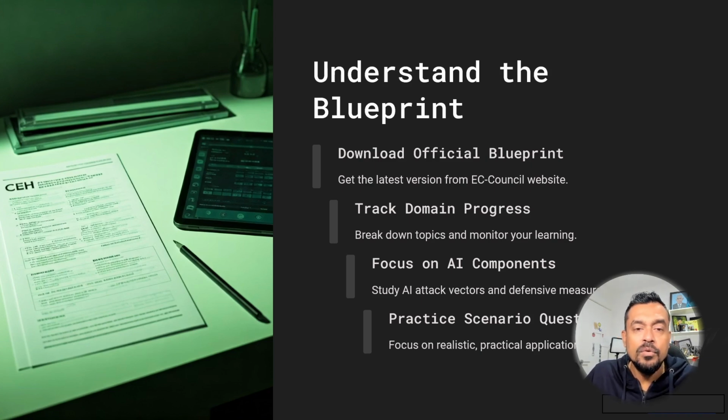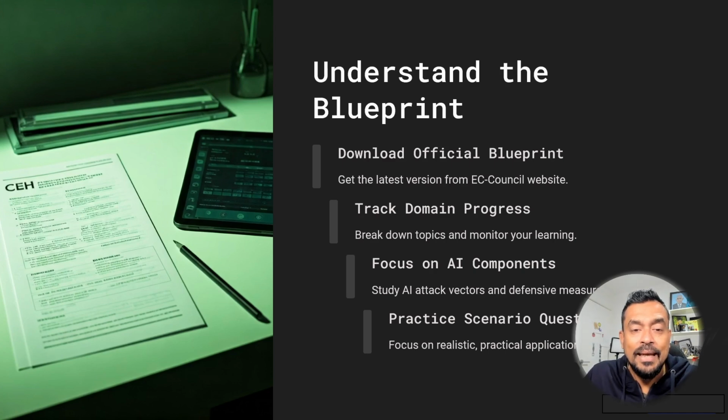And then you need to track domain progress. You can break down topics and monitor your learning. As I said, there are 20 modules under Certified Ethical Hacker version 13, starting off with introduction to ethical hacking, and then information gathering, and likewise 20 modules. Then you can track your learning in small areas, topics, smaller units and segments. And then again, I would suggest you focus mainly on AI components.